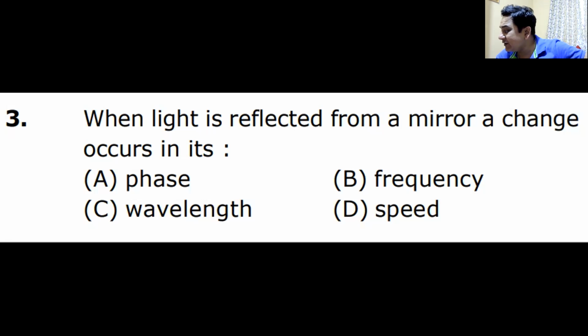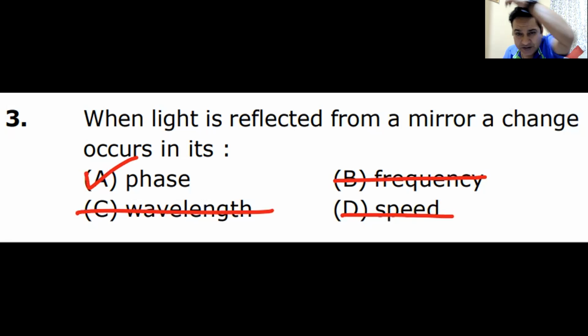Remember, whenever light is reflected, frequency never changes. It is in the same medium. Speed never changes. Wavelength never changes. V is equal to f lambda. The only thing that changes is its phase. Remember, when it is getting reflected from a denser medium, the phase changes. If it is getting reflected from a rarer medium, the phase remains the same. A mirror is polished from the other end, so it will always undergo a phase change. Do we understand this?